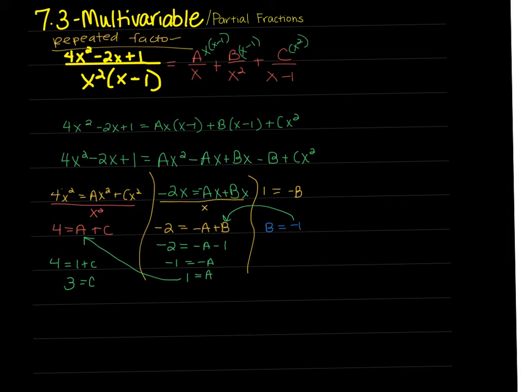And then I plug that back into my initial fractions. So the a, which is 1, goes over the x. The b, which is a negative 1, so this is minus 1 over x squared. And the c, which is a positive 3, over x minus 1.